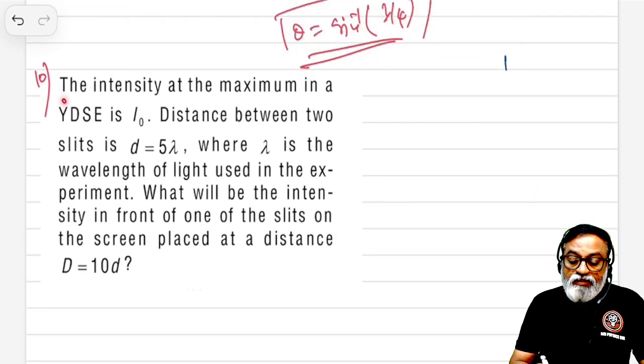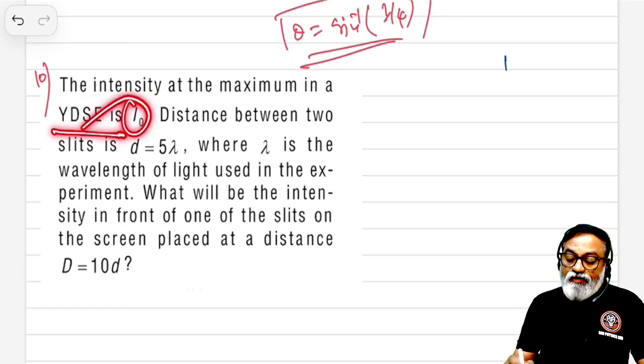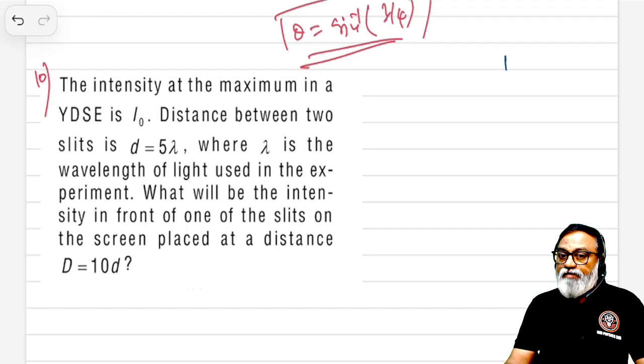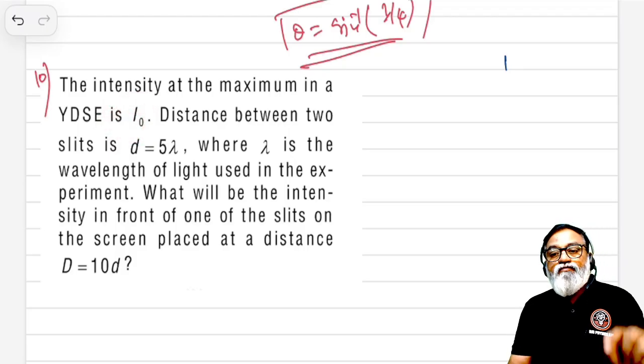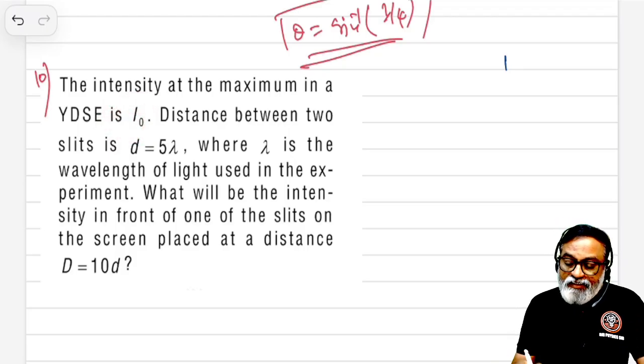Next one. The intensity at the maximum in a YDSE is I naught. Actually, I is equal to 4 I naught cos square phi by 2. But 4 I naught is the maximum intensity, and here it is given as I naught. Therefore, I have to consider 4 I naught as I naught. The distance between two slits is 5 lambda, where lambda is the wavelength of the light used in the experiment. What will be the intensity in front of one of the slits on the screen placed at distance 10d?